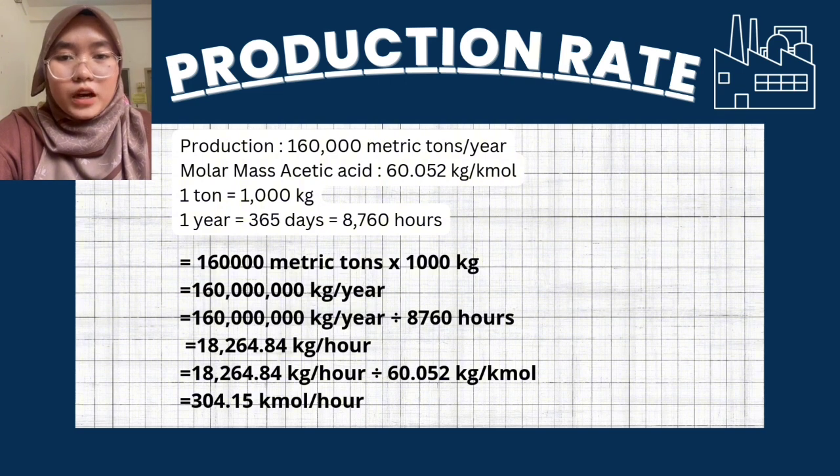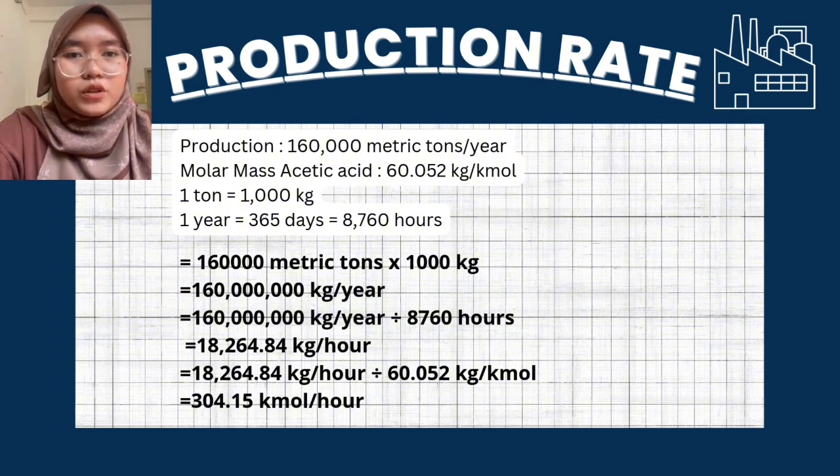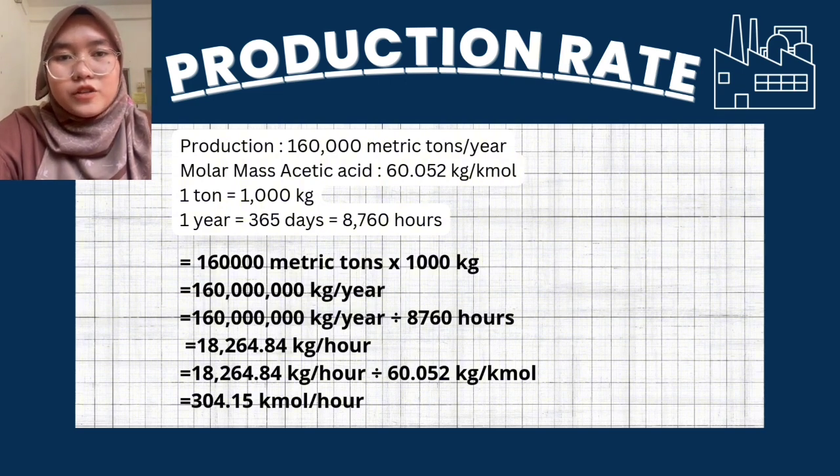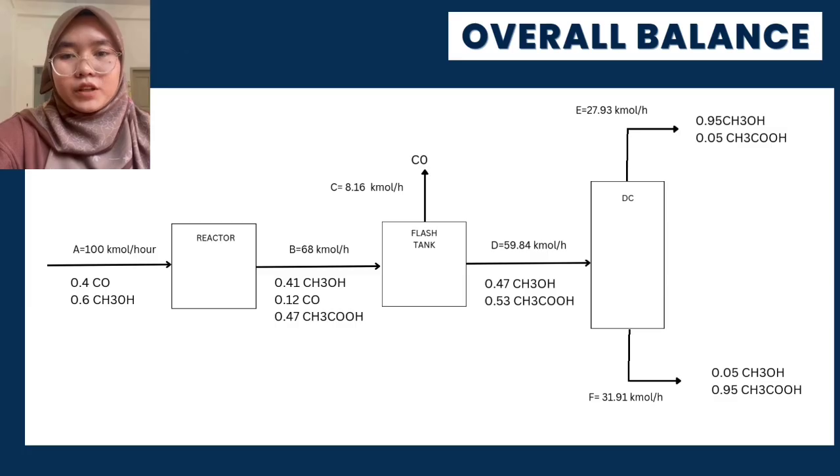So we will find this hourly production, and then we want to divide this by the molar mass, so we get 304.15 kilomole per hour. So this is the overall balance drawing for our calculation for mass balance. After this, we will calculate how to get the answer for each flow rate and each composition.